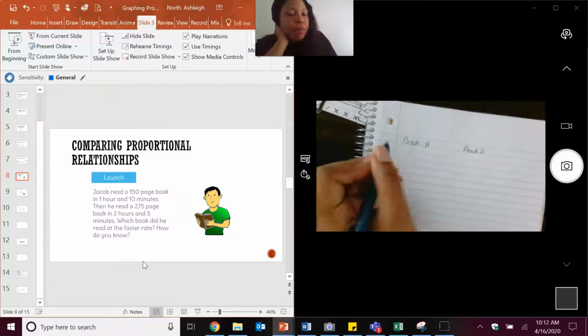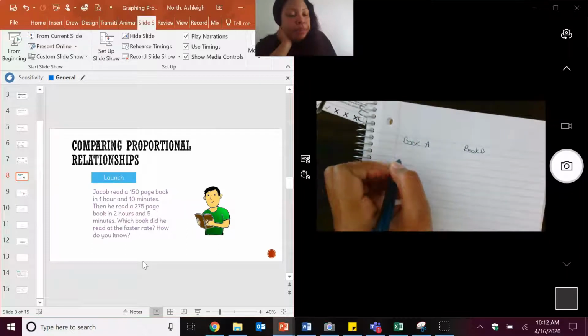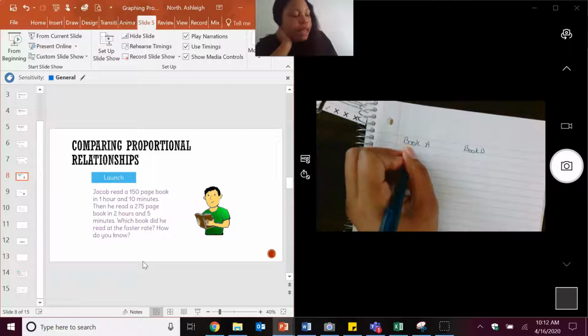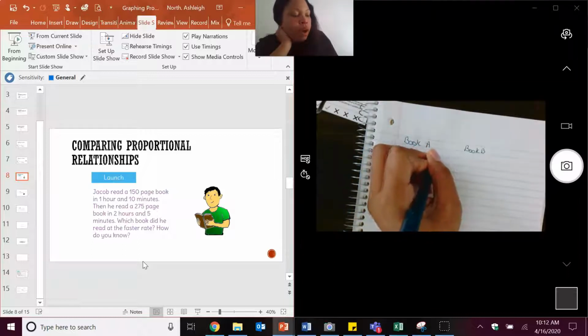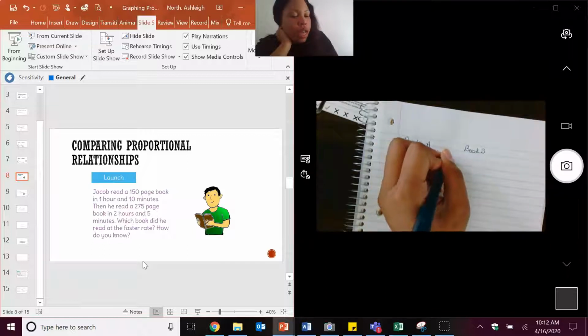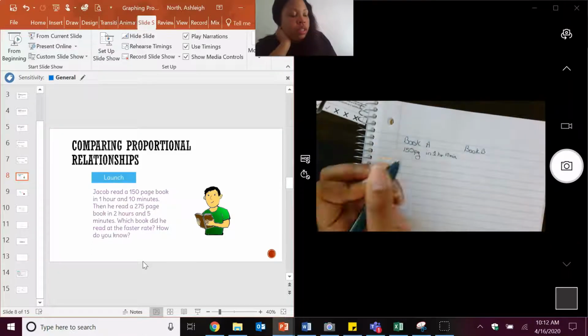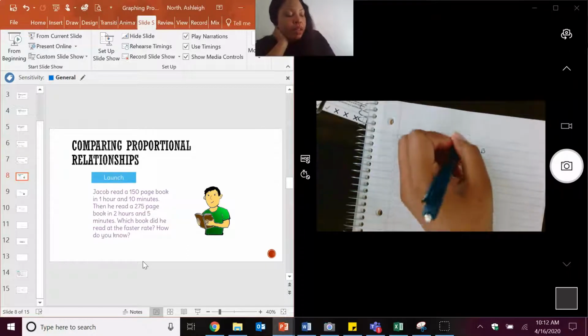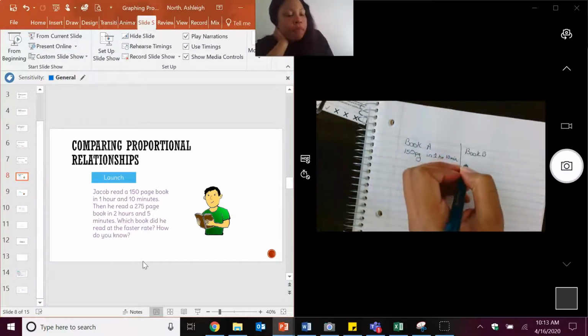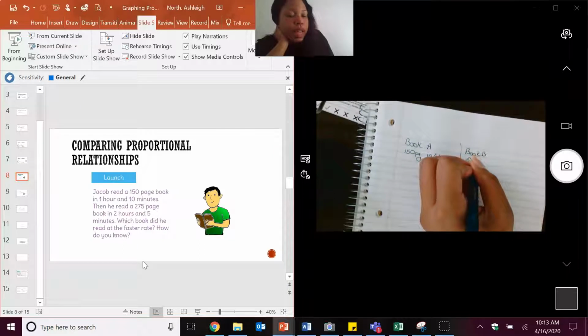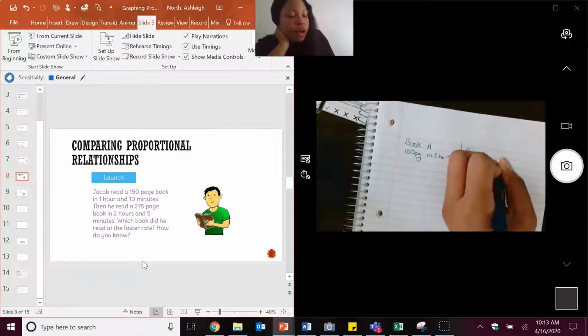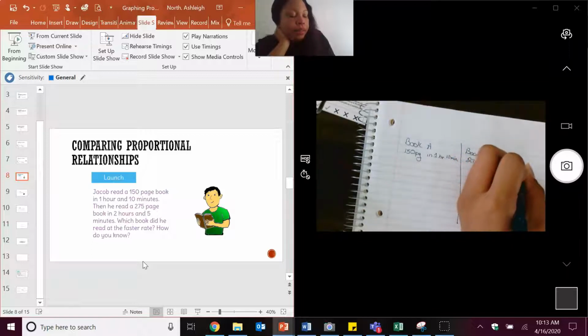Okay? In book A, it said he read 150 pages in 1 hour and 10 minutes. In book B, put a little line there so we separate that. Book B, he read 275 pages in 2 hours and 5 minutes.